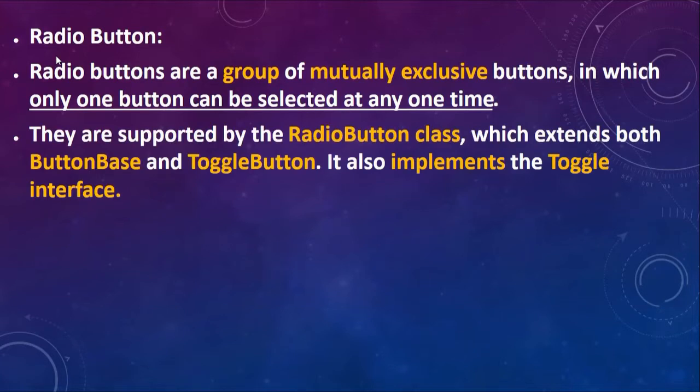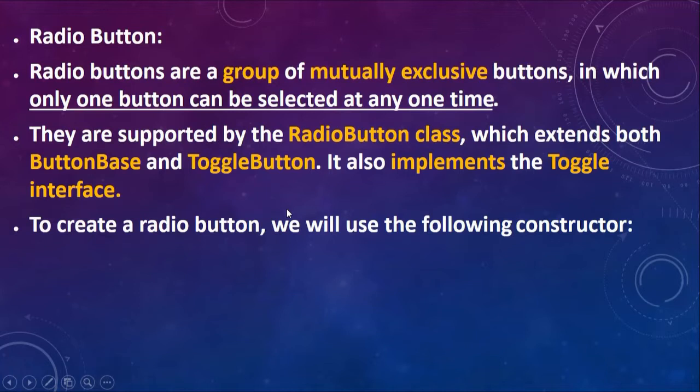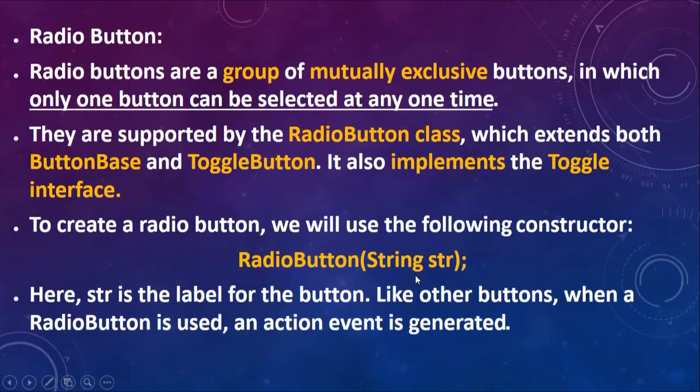They are supported by the RadioButton class. In JavaFX you have a class called RadioButton, and it extends two classes: one is ButtonBase and the second is ToggleButton. This RadioButton class also implements the Toggle interface. Now to create a radio button, we will use the following constructor. We will say RadioButton and put the name that should be printed beside the radio button. Here str is the label of the radio button. Like other buttons, when the radio button is used, an action event is generated.